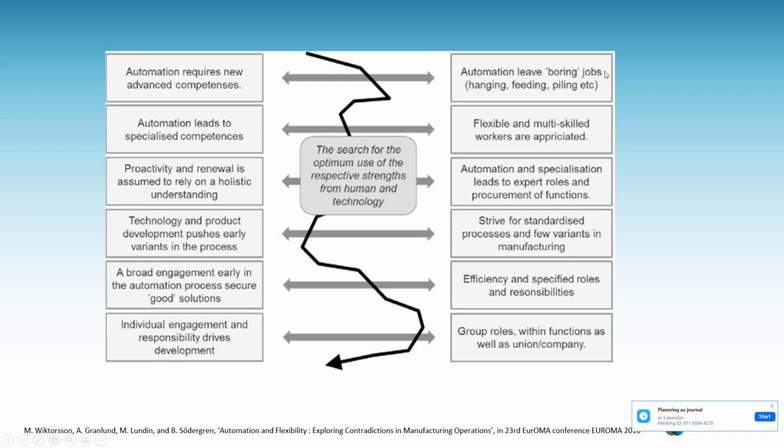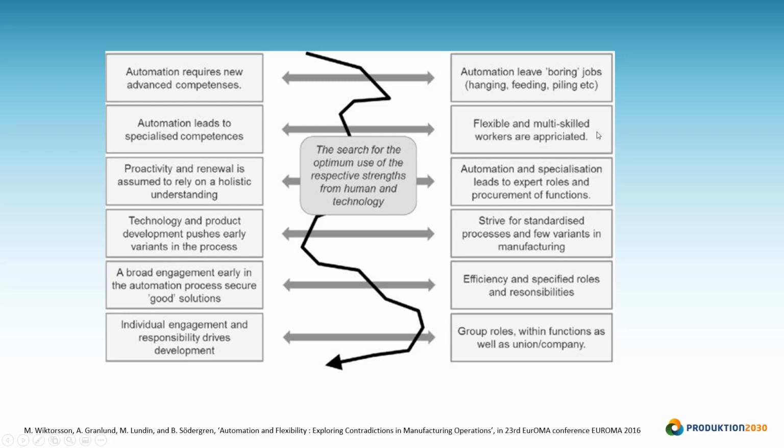And this I discussed earlier. Automation leaves boring jobs, hanging, feeding, piling. So this you need to also consider. So this was what I talked about earlier. Automation leaves boring jobs, hanging, feeding, piling, etc. So this you need to consider in the task allocation that we will talk about later.